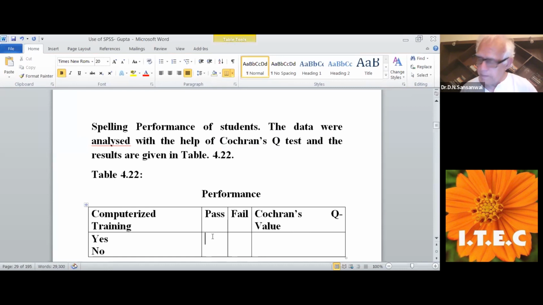Now here it is 55, then it is 84, here it is 61, and then it is 32. And this value is 12.94, and it is significant at 0.01 level.